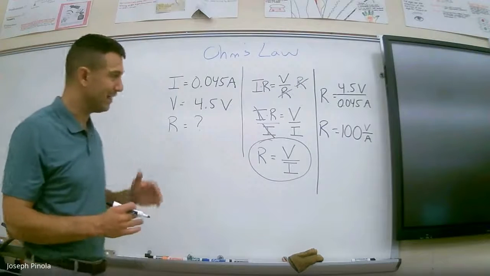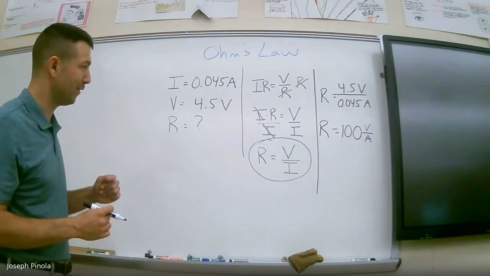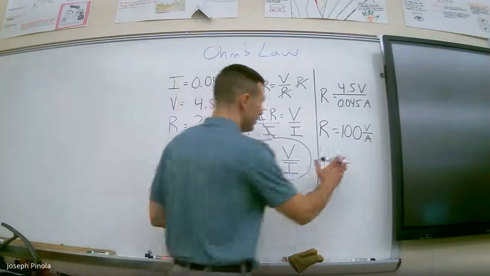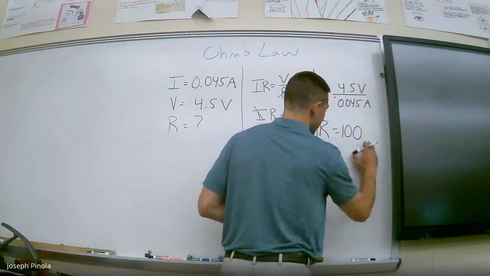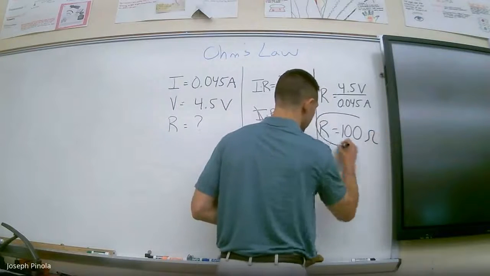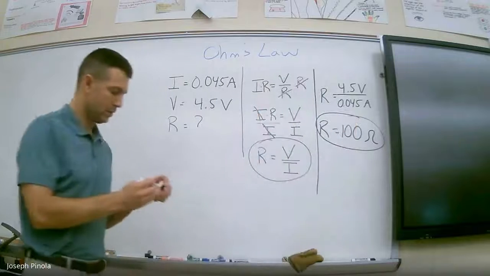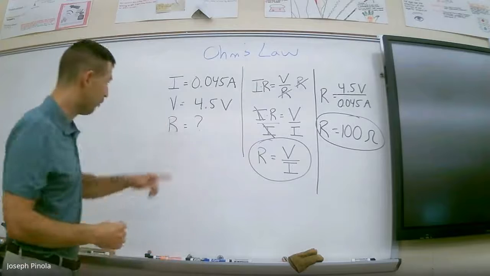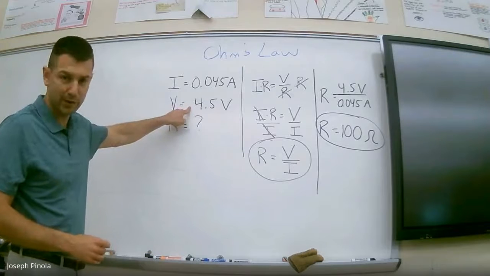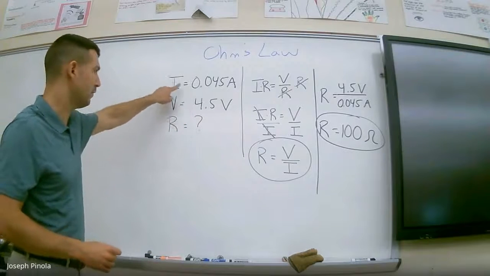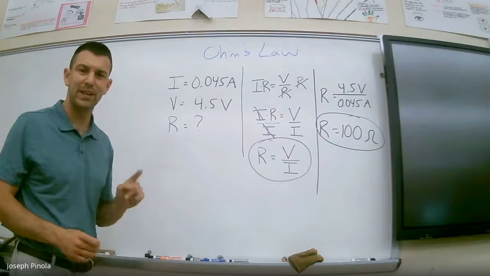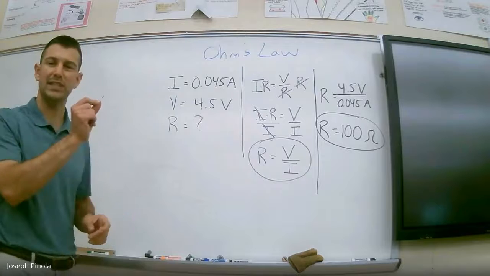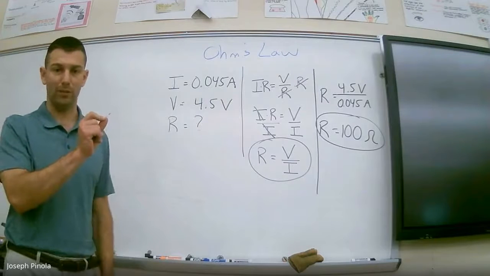I'll give you a hint. I wrote the name of that somewhere on the board. That's right, it's ohms. So rather than using volts divided by amps, I'm just going to write my answer as 100 ohms. According to Ohm's law, since a 4.5 volt set of batteries gave us a current of 0.045 amps, that means the resistance in our circuit was equal to exactly 100 ohms.